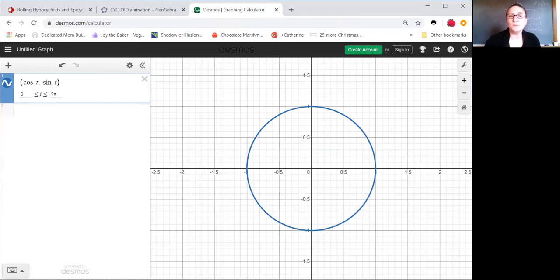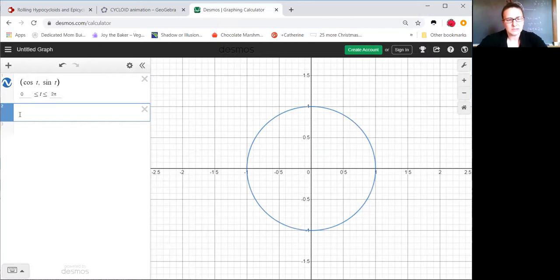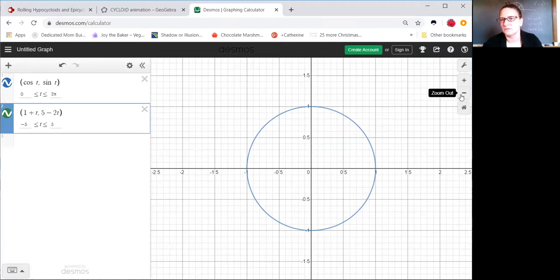Okay, but if you want to put in any parametric equation, you can go ahead and just put it in that form. Now let me do another one. X equals 1 plus t, y equals 5 minus 2t, and I probably need to make that. Let's take t from minus 5 to 5, and I need to make my little self smaller there.